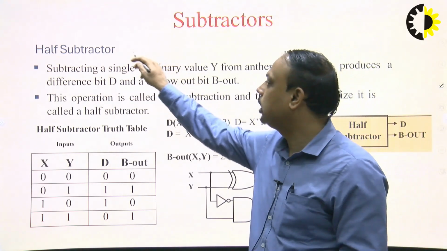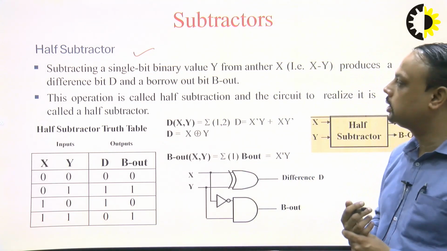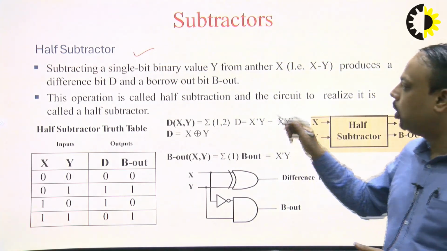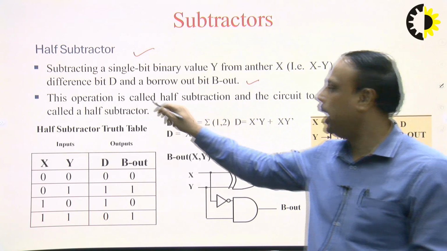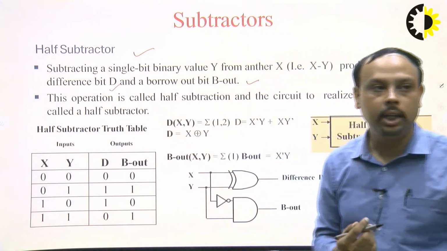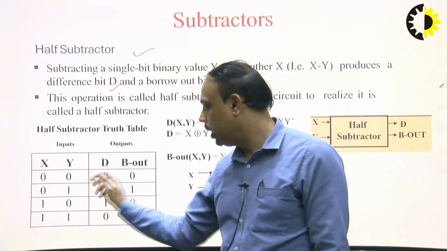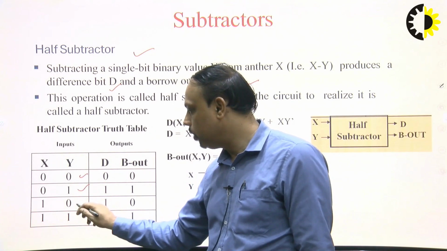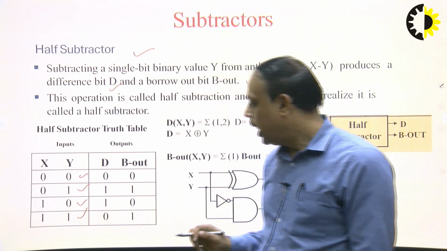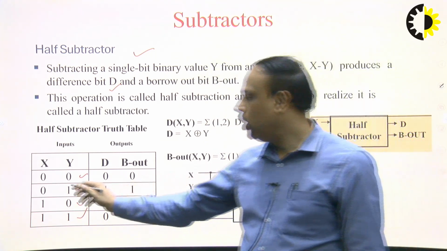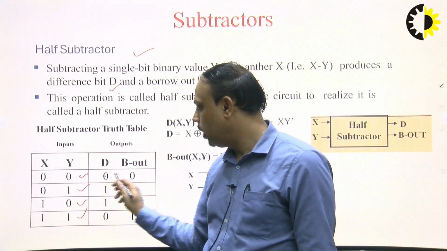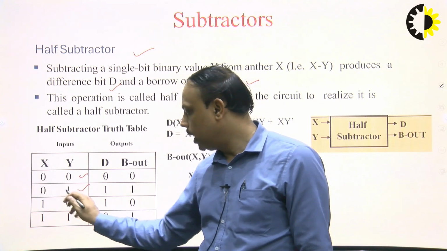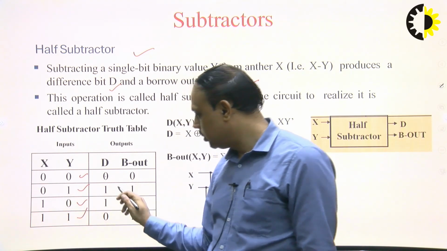In the half subtractor, only 2-bit subtraction is carried out. The borrow bit is represented by B out, and the difference bit is represented by D. For the 2-bit inputs, the total number of combinations is 4: 00, 01, 10, and 11. For 0 minus 0, the difference is 0 and there is no borrow. For 0 minus 1, the borrow is 1.